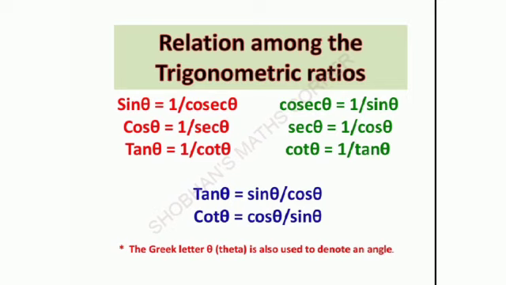We also know tan theta is opposite by adjacent side and cot is adjacent side by opposite side, therefore tan theta can be written as 1 by cot theta, or cot theta is equal to 1 by tan theta.